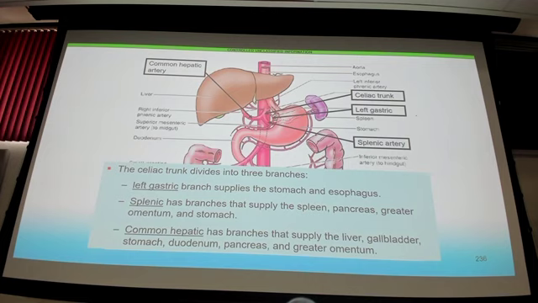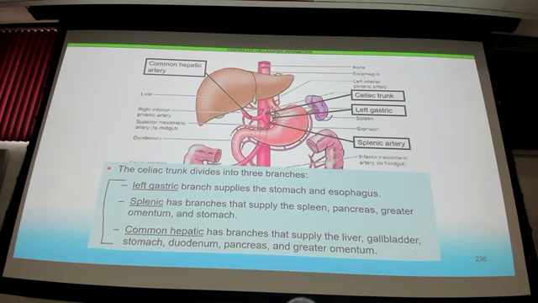So as you look at the celiac trunk, we're going to have three branches. The left gastric, splenic, and common hepatic. Right. We're going to focus in on the common hepatic, but there is a left gastric branch that comes off of the celiac trunk, meaning it's going to gastric, stomach, esophagus. There is a splenic branch. Guess where that's going? To the spleen.